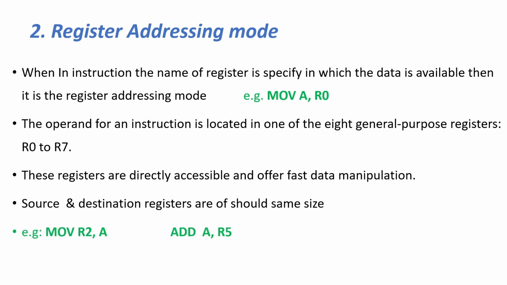See, MOV R2, A. Here accumulator and register R2 both are 8-bit registers. In ADD A, R5, accumulator and register R5 are both 8-bit registers. That's why these are valid instructions. But MOV R5, DPTR is an invalid instruction because DPTR is a 16-bit register and R5 is an 8-bit register.